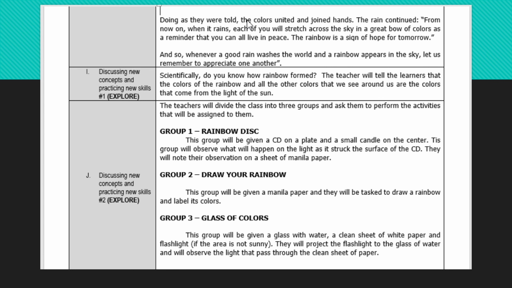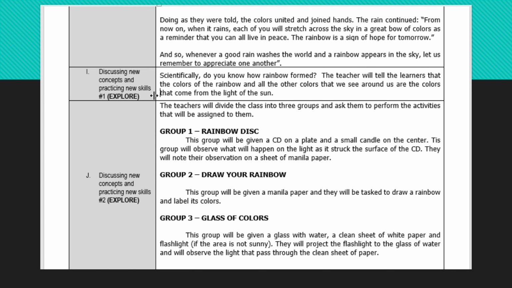But again, we do not highlight it in our lesson. We just relate it so that we have integration. So, since they now have an idea how the rainbow was formed, but that is not science because that is a legend, now we enter discussing new concepts and practicing new skills in science, which is the exploratory part. So, scientifically, I asked them, do you know how a rainbow is formed?